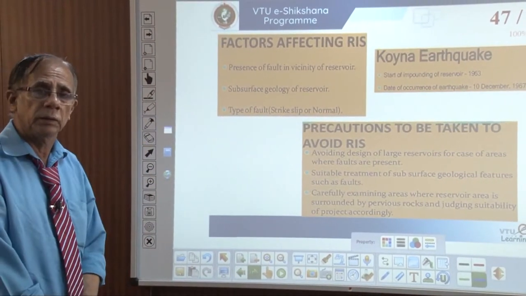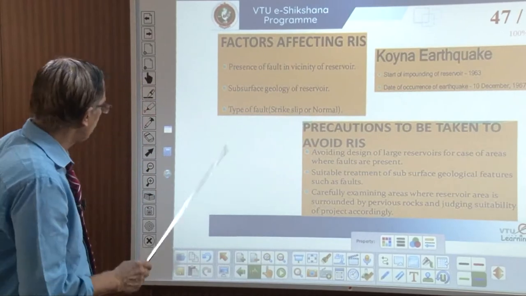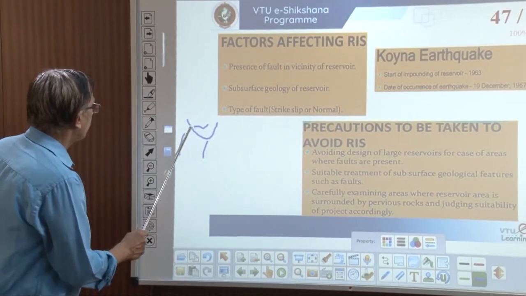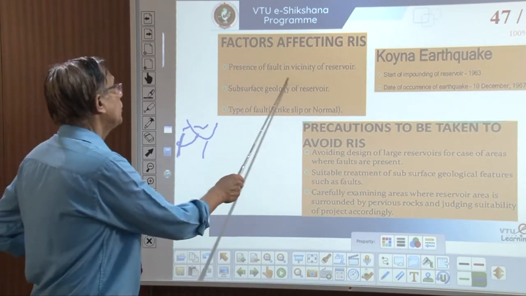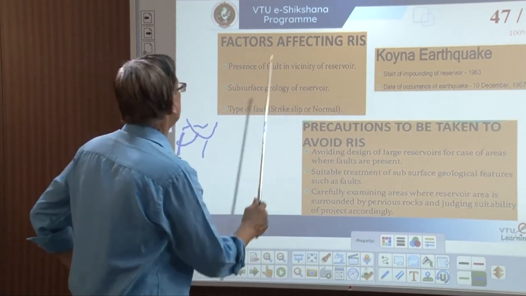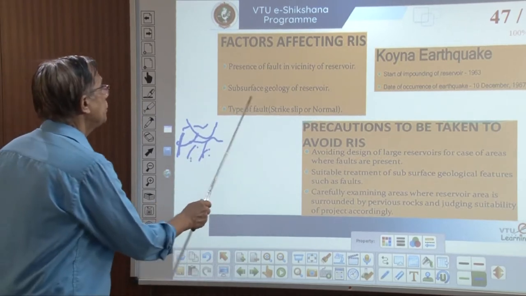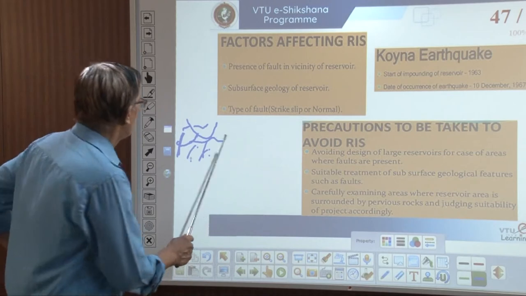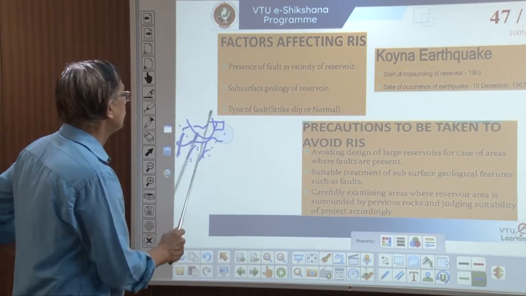What are the factors that determine reservoir induced seismicity? Presence of a fault in the vicinity of the reservoir, not necessarily directly under the reservoir. If there is a fault nearby, the percolated water may flow and reach the fault plane or weak plane. Presence of a fault plane even in the vicinity of the reservoir also causes it. Subsurface geology: weak rocks, fractures, porous rocks, all these contribute. So, what are the rock types below the reservoir? It means I have to investigate not just the site where I am going to construct the dam, but where the reservoir is spread, the underlying rocks also, even nearby if there is a fault.